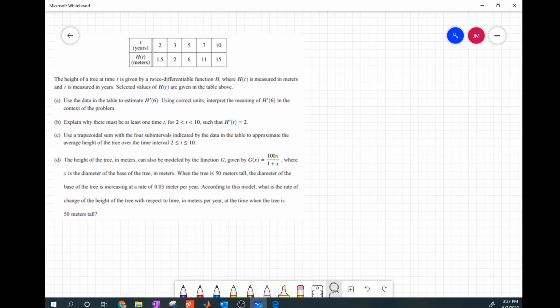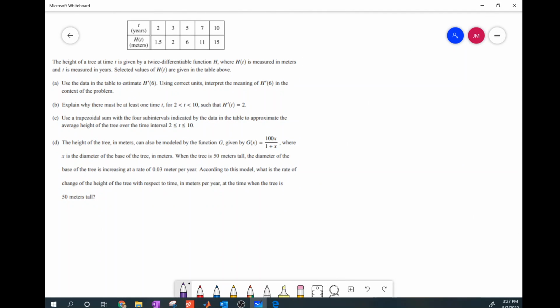And again, these answers are already in the paper that I have on Teams, so you can check your answer there. So I'm using a trapezoidal sum. If you remembered the formula, that's great. I don't like remembering formulas. I think it's easier if I just remember processes. So we can see we go from 2, 3, 5, 7, 10.